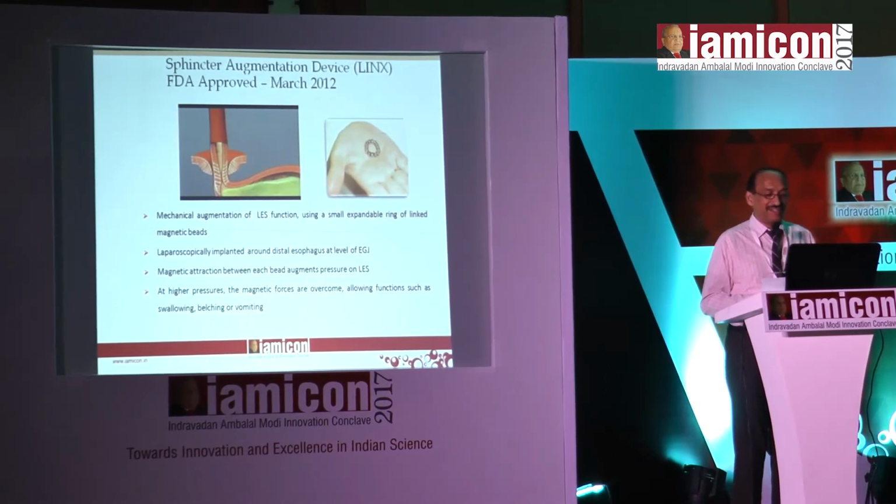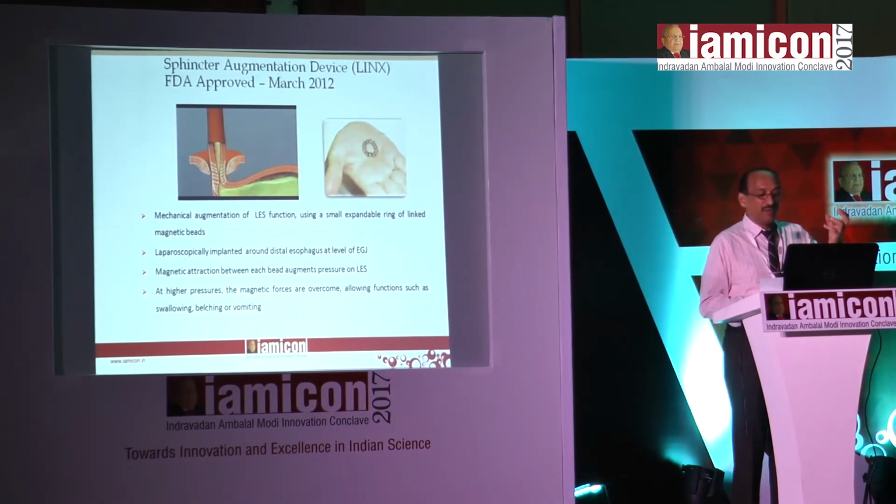Here, there is a small expandable ring of linked magnetic beads, just what is seen in the hand of the person holding it. And we have surgeons here. What they can do is go and fix it at the junction, the lower esophageal junction. When somebody swallows food, it opens because the magnets move apart from the food bolus pressure. And if something tries to come up, it does not allow it. So it's a simple device. It's available in the US, but still not marketed in India.